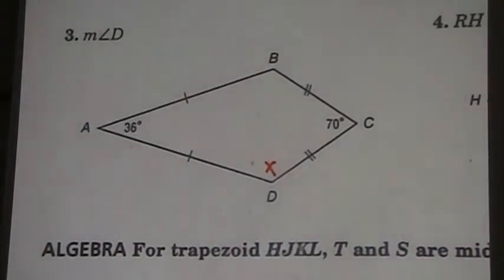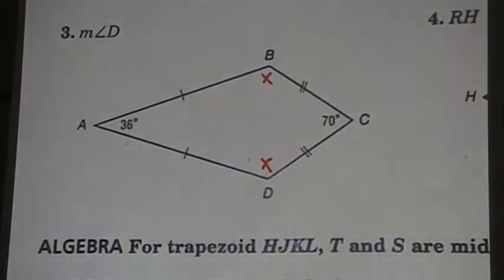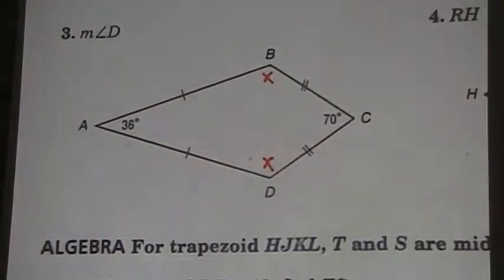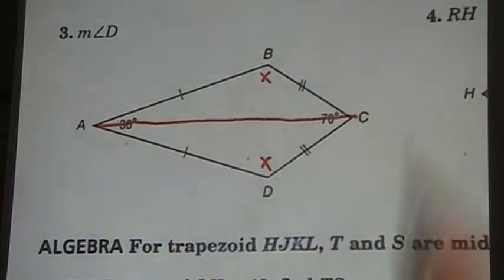You know what? I don't know if I put this in your notes, but those angles are congruent. There's actually a couple ways we can do this. The way I'm going to talk about it is to do a diagonal right here. But those angles really are congruent, and we're going to cut this angle in half.